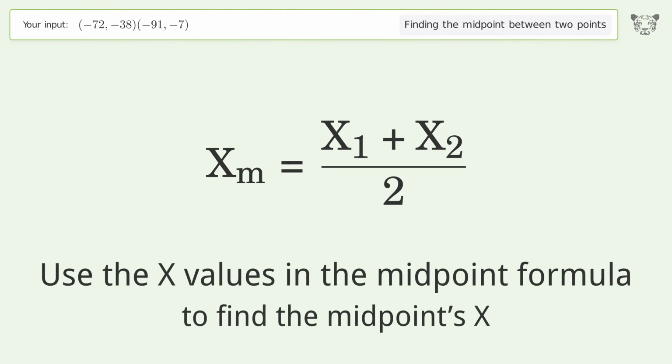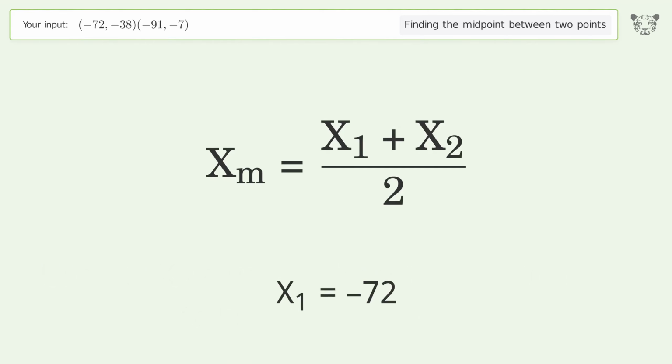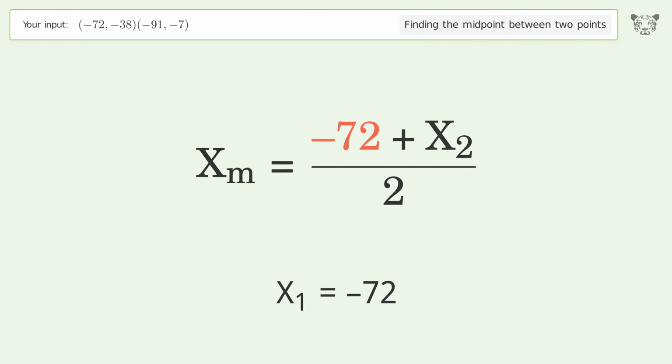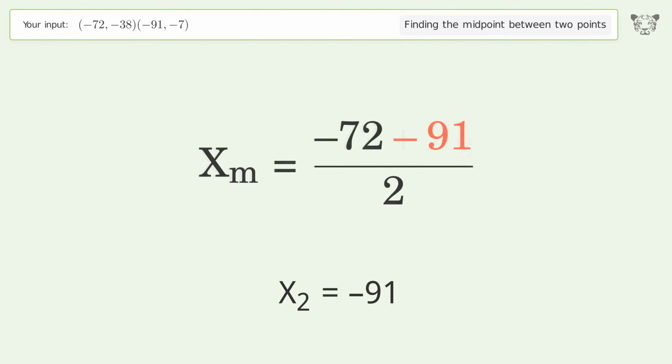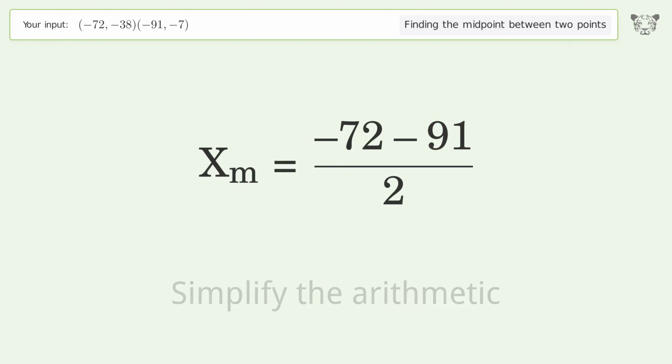Use the x values in the midpoint formula to find the midpoint's x. x1 equals -72. x2 equals -91. Simplify the arithmetic.